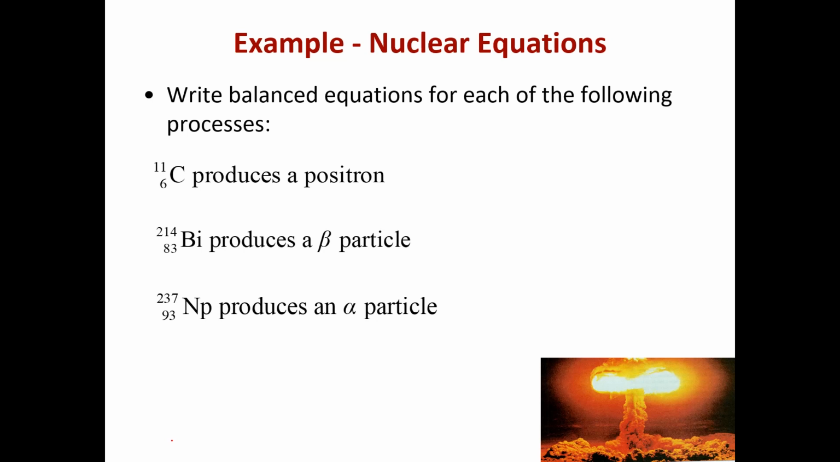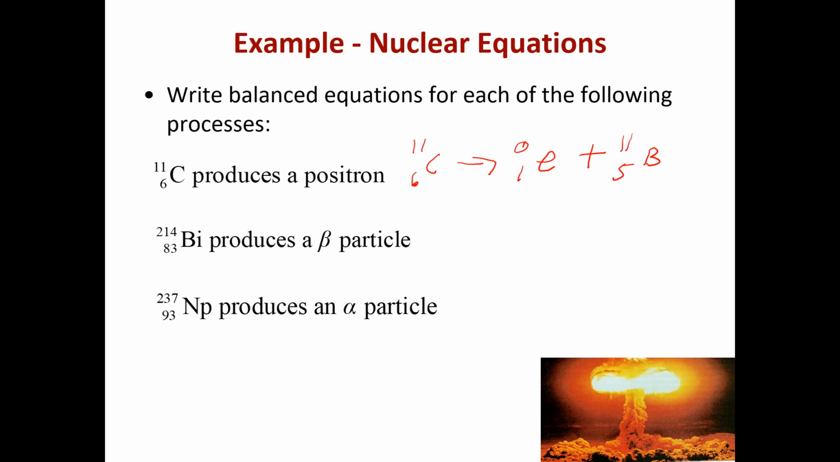So we have carbon, which has an atomic number of 6 and a mass number of 11, and it produces a positron. So carbon, and we get a positron, which is a positively charged electron. 6 minus 1 is 5. Mass number stays the same, and if we look up an atomic number of 5, we get boron.